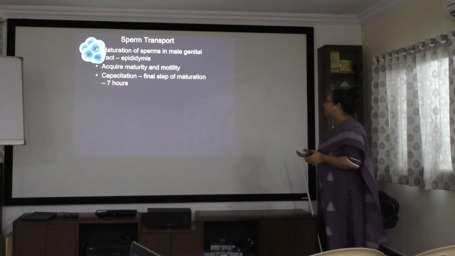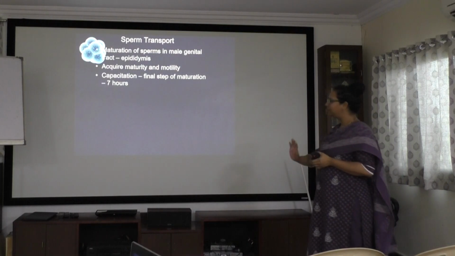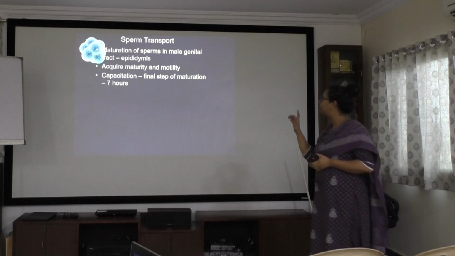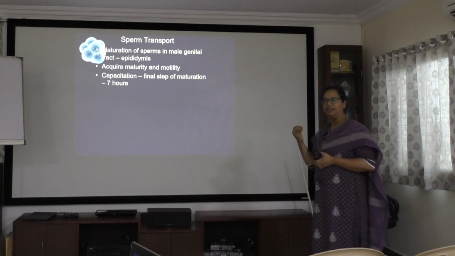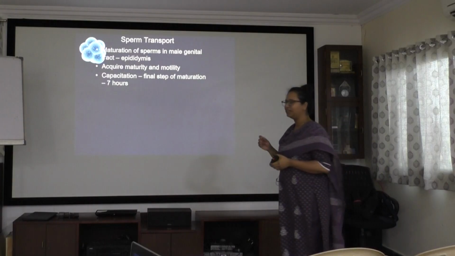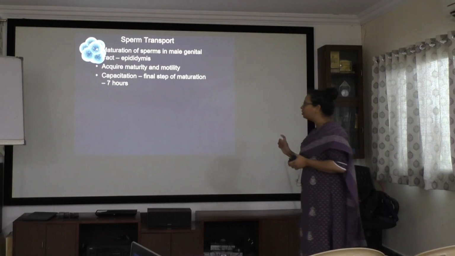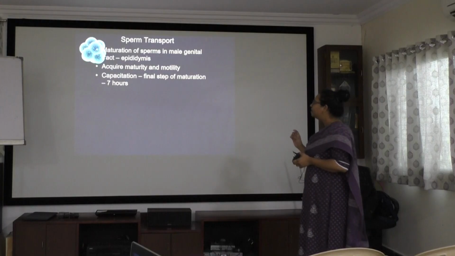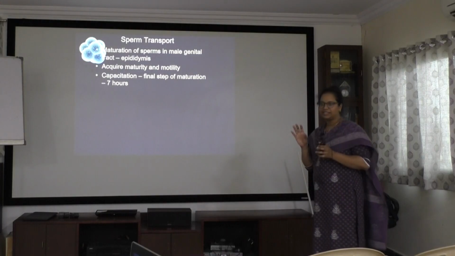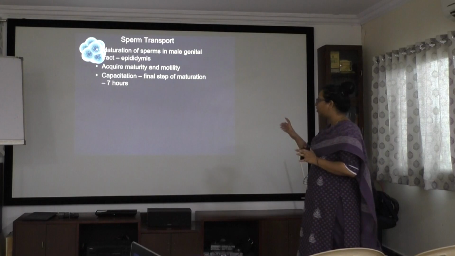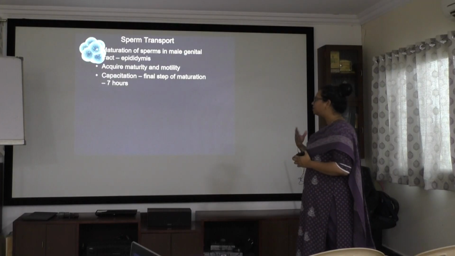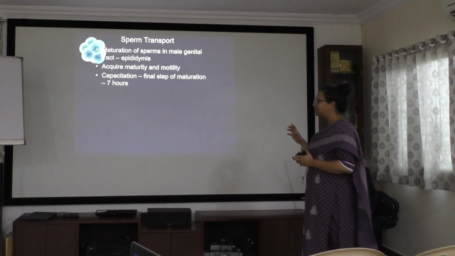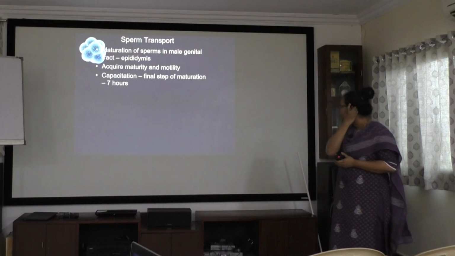Coming to the sperms, I am not going into detail of spermatogenesis, but maturation of sperms in the male genital tract takes place, where the sperms acquire the capacity for motility. This motility is of little importance. Then after coming into the female genital tract, they acquire full maturity and motility. This last step of maturation is called capacitation.